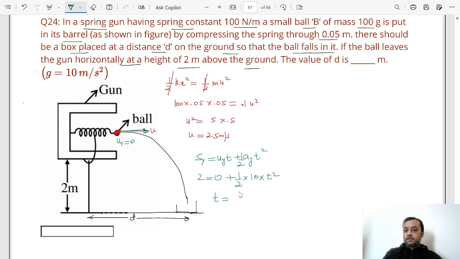So you can see that t becomes how much? 2 2s are 4 upon 10, under root. That means 2 by root 10. This is the time. Now we can find the value of d very easily. This distance d is the displacement in the x direction. Displacement in the x direction is t into u, because this was the entire x velocity. Now t is 2 upon root 10 into root of 2.5. This will become 2.5 by 10, which is 1 by 4. That means 1. So the value of d will be 1.